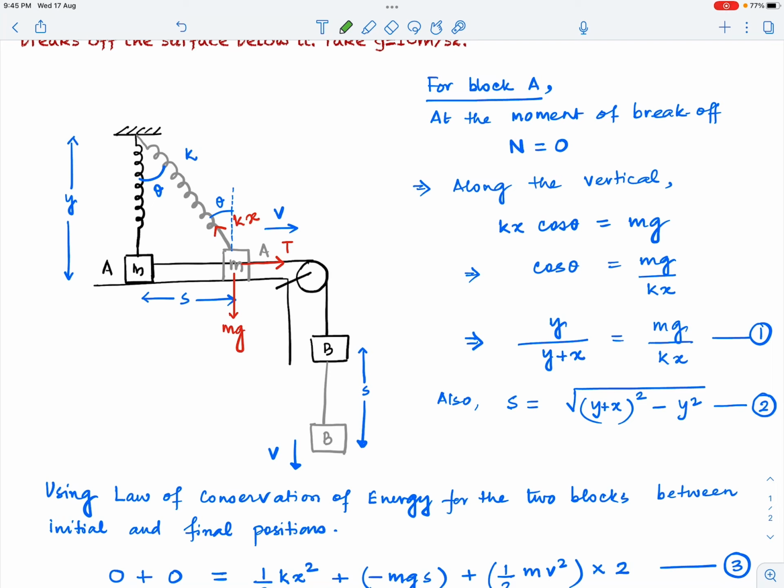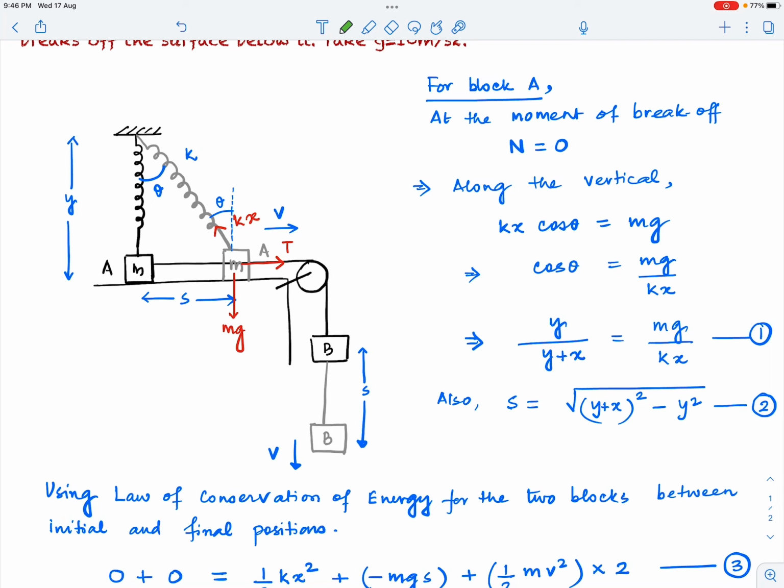Once we get the condition for that particular moment, we will use it in the law of conservation of energy. Why do we use the law of conservation of energy? Because we see here that there are no dissipative forces, there is no friction anywhere. The only forces acting on the system are the spring force, gravity acting on B which is making it move, and the tension force between A and B.